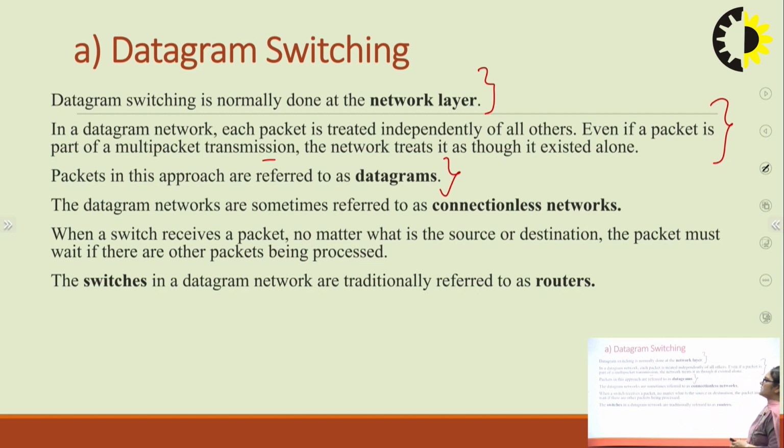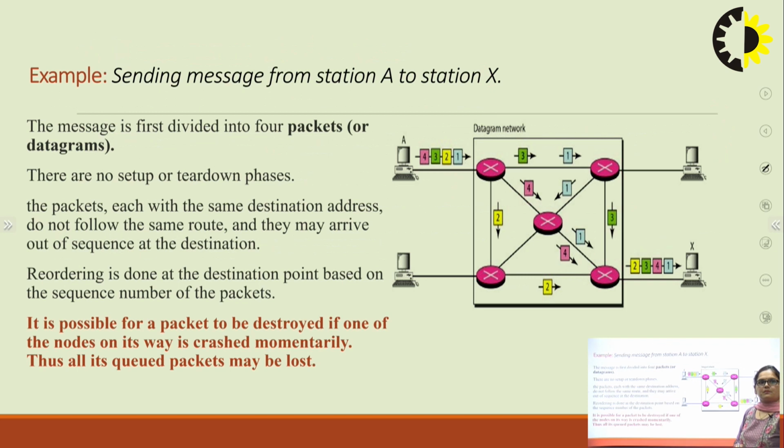And datagram networks are sometimes also referred to as connectionless networks because there is no predefined allocation of connections or channels. No resources are reserved before the data transfer phase. So when a switch receives a packet, no matter what the source or destination is, the packet must wait if other packets are being processed, as there is a lack of reservation. And the switches in a datagram network are traditionally referred to as routers.